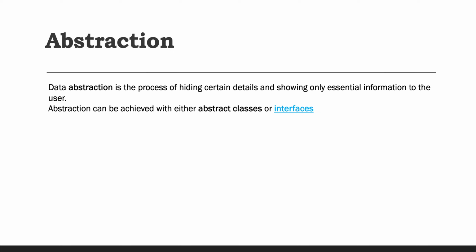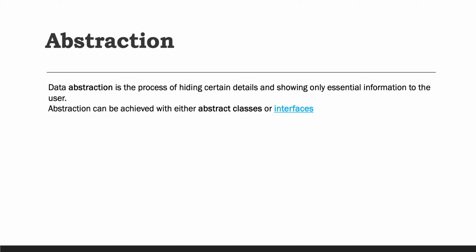Before moving to the discussion about the abstract class, let's see what abstraction is first. Data abstraction is the process of hiding certain details and showing only essential information to the user, which is basically required by the user. Abstraction can be achieved with either the abstract class or the interface. In today's video, we are going to discuss abstract classes.